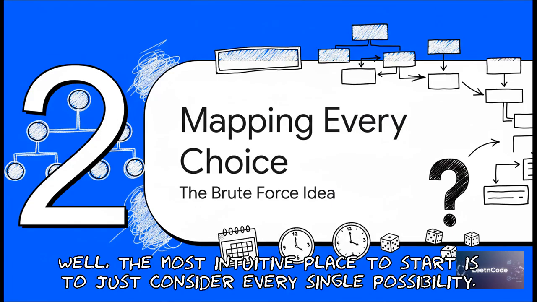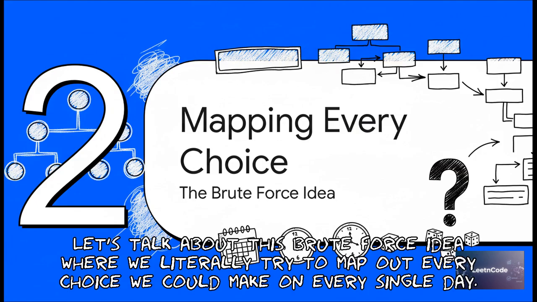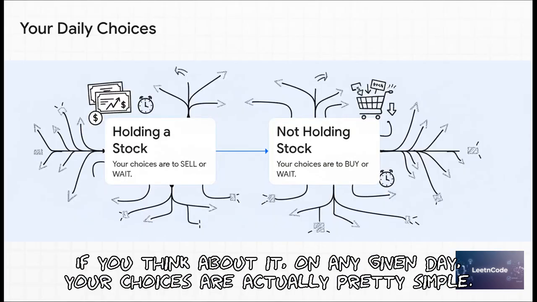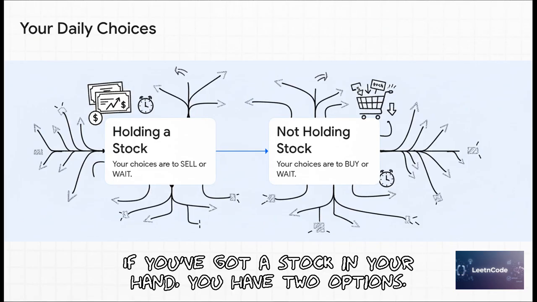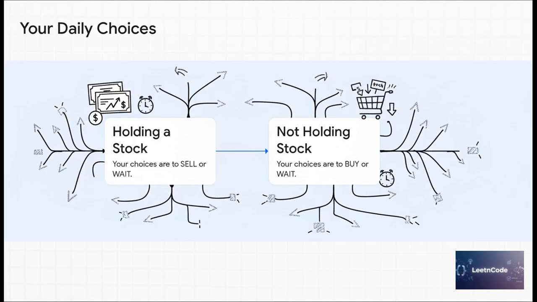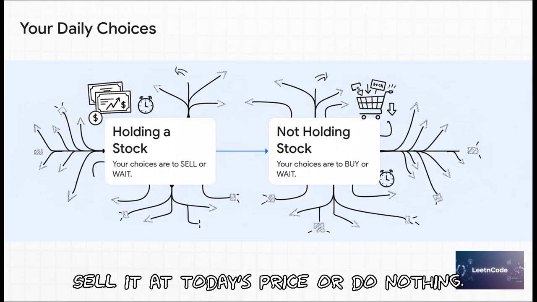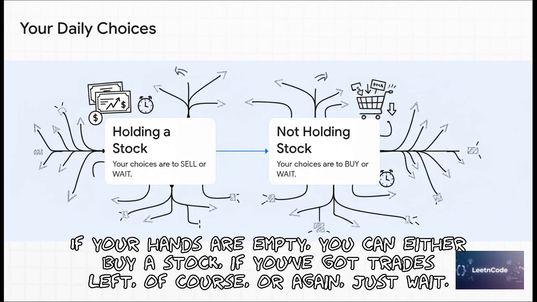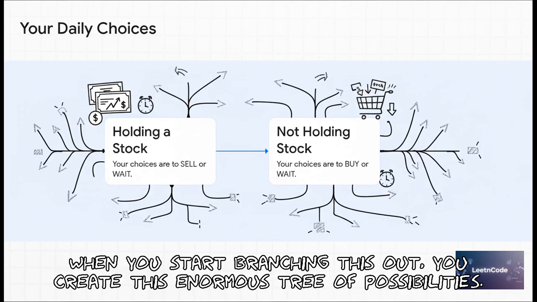So where do we even begin? Well, the most intuitive place to start is to just consider every single possibility. Let's talk about this brute force idea, where we literally try to map out every choice we could make on every single day. If you think about it, on any given day, your choices are actually pretty simple. If you've got a stock in your hand, you have 2 options. Sell it at today's price or do nothing. Just wait. If your hands are empty, you can either buy a stock, if you've got trades left, of course, or again, just wait. When you start branching this out, you create this enormous tree of possibilities.